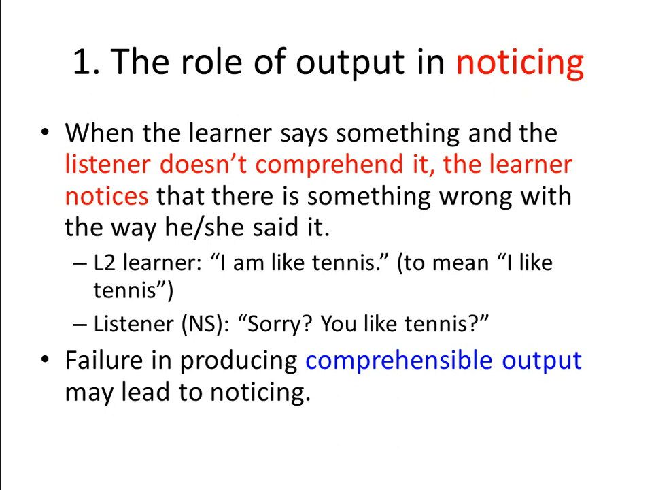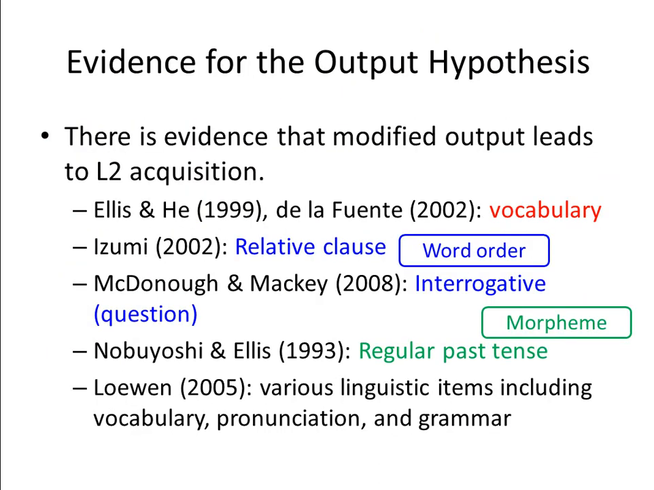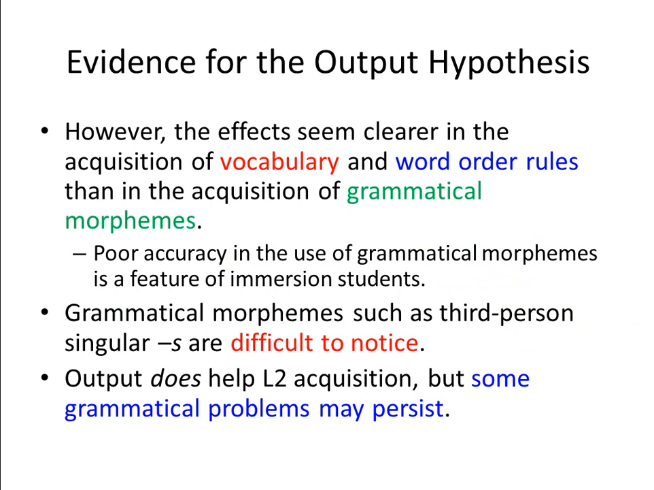So for acquisition to take place, the learner has to notice that there is something wrong. But things like third person singular s are difficult. Grammatical morphemes are difficult to notice. So output or modified output does help second language acquisition, but some grammatical problems, especially problems with grammatical morphemes, may still persist. They may still remain.